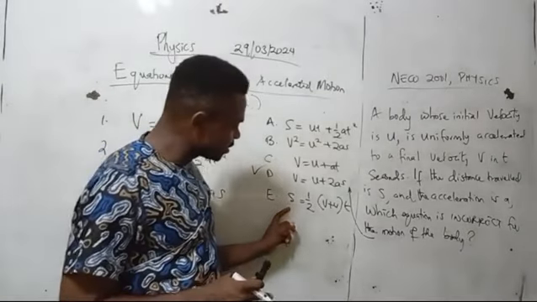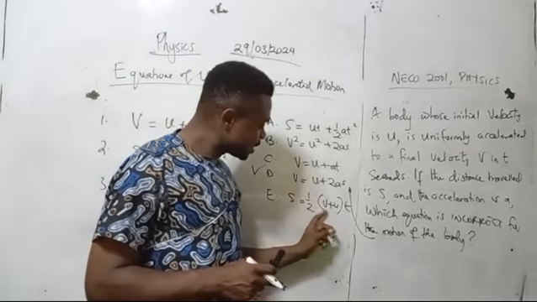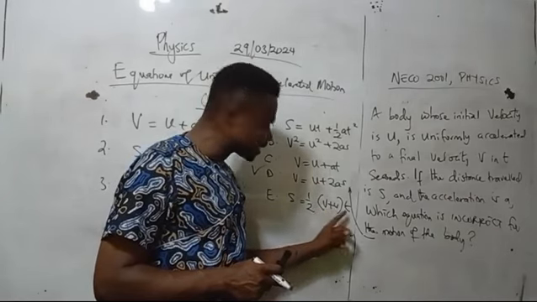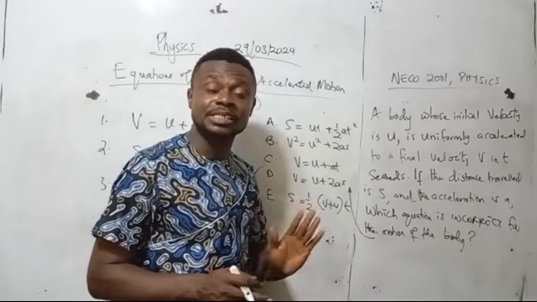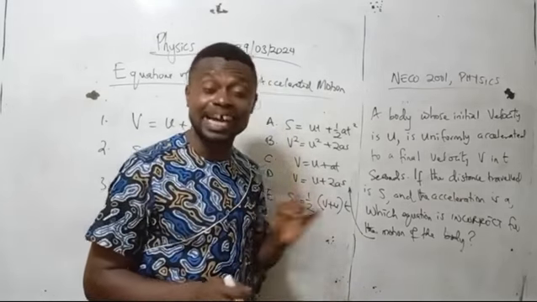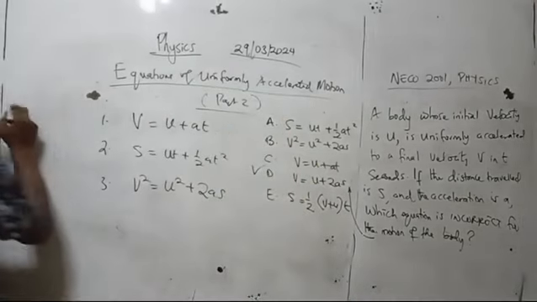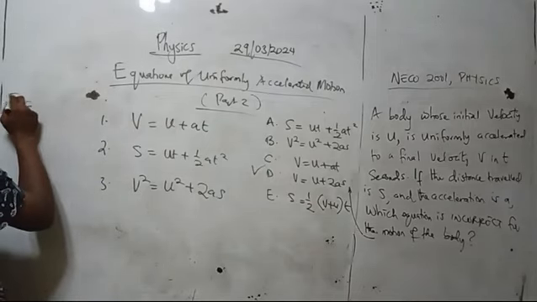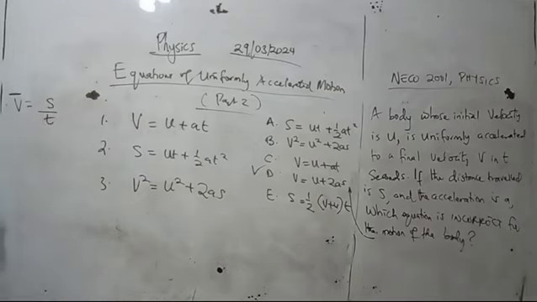Distance covered is average velocity times time. Actually, average velocity is simply what? Total distance covered over time. That is average velocity. Average velocity is equal to what? Total distance covered over what? Time. This is average velocity.